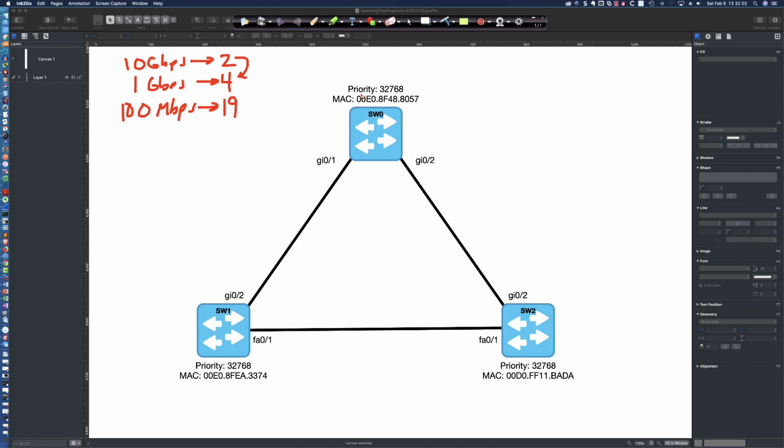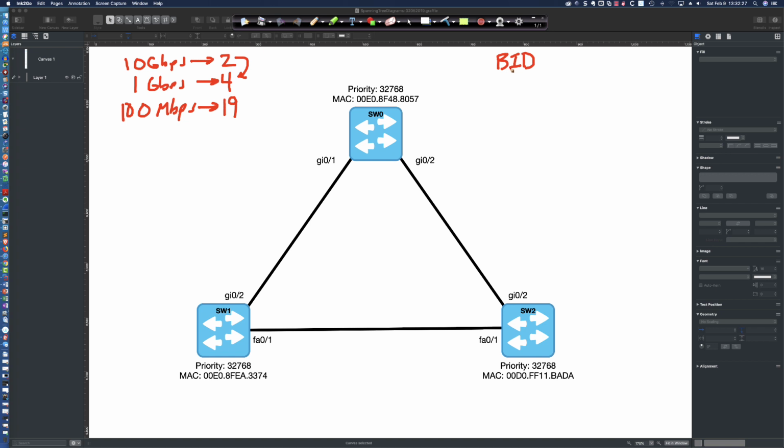So, the algorithm or the order of operations that you should be using, the very first thing you need to do is identify the root bridge. Remember, the root bridge is the center of the spanning tree universe. So how do we figure out which switch is going to be the root bridge? Well, we're going to be looking at the bridge ID.